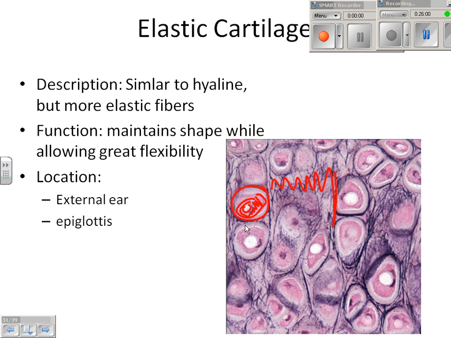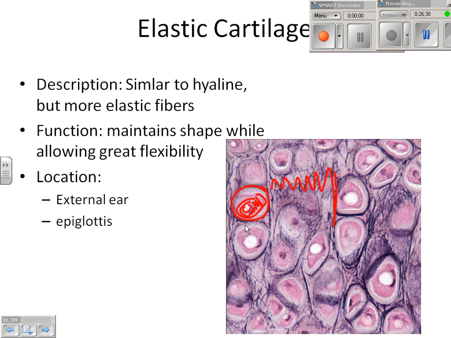So of course that type of cartilage is stretchy. Now, the reason why it's stretchy is because it maintains shape while allowing for some flexibility. So we've got to have some give in this type of elastic cartilage. And if you want to test it out, grab your ear. So your ear is elastic cartilage. And the only other place you'll find elastic cartilage is this little structure called the epiglottis that actually is what keeps you from choking.